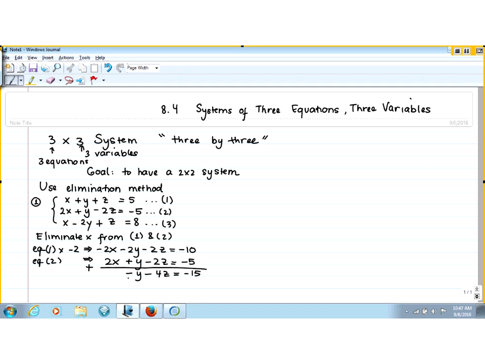Okay. Can we make it simpler? I have too many negatives here. Multiply by -1, so what do I have? Y plus 4z is equal to 15. Do I have to do that? No, I don't. Can you do it? Yes, you can. Okay. So this is a new equation, I'm going to call this equation 4.